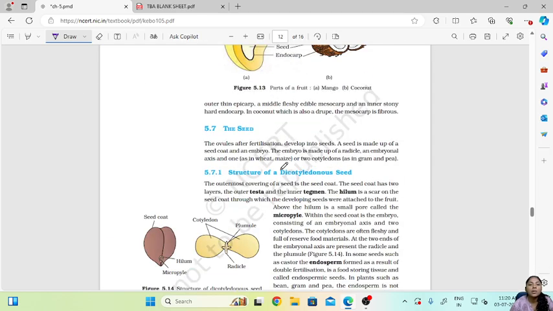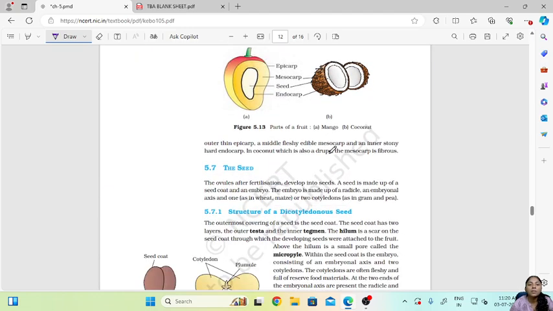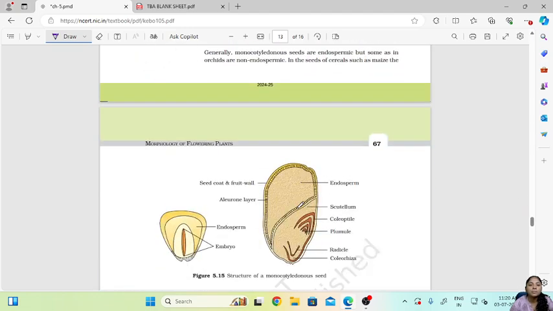So this is all in today's class. In the next class we will see the fruit, the different parts and structure.